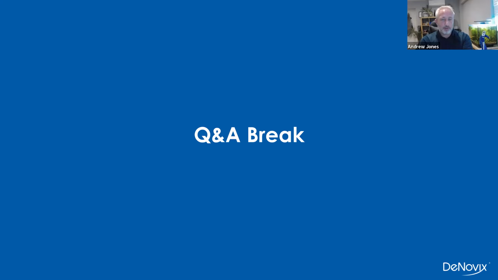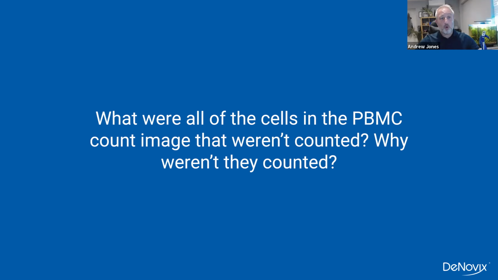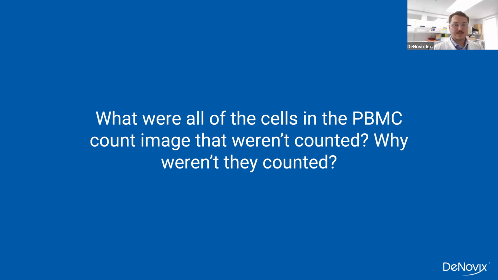The other question about PBMCs, Kieran, asking about all of the cells in that particular image that weren't counted. There were a lot of cells in there that weren't counted. And the question was, what were they and why weren't they counted? Yeah, so all the darker cells in the background that were not counted that you all saw were red blood cells. And that's just because they're non-nucleic cells, and AOPI does not bind to those cells.